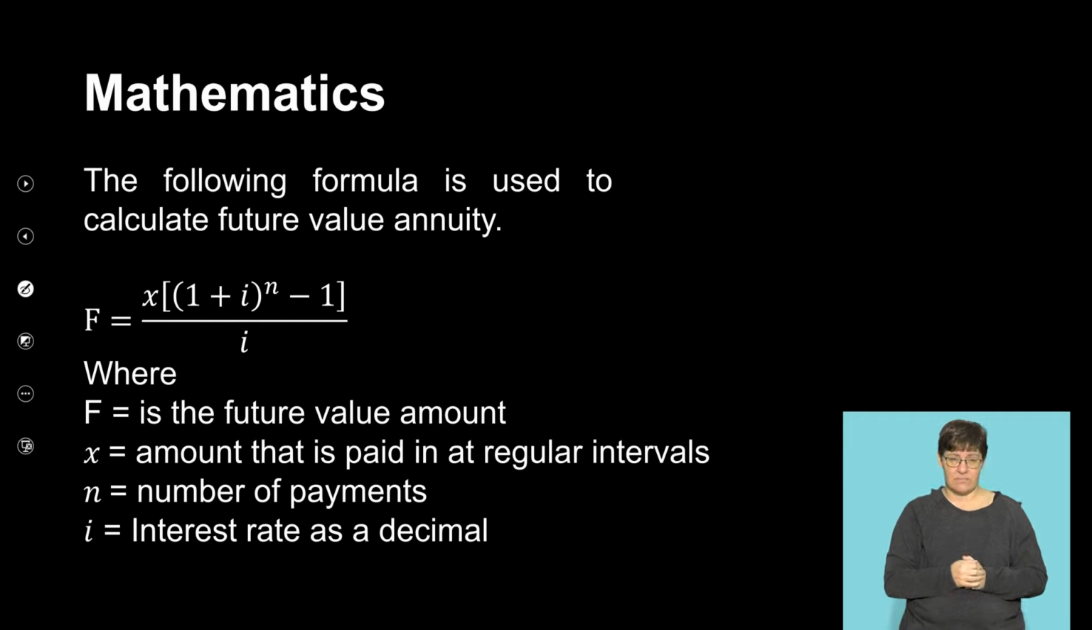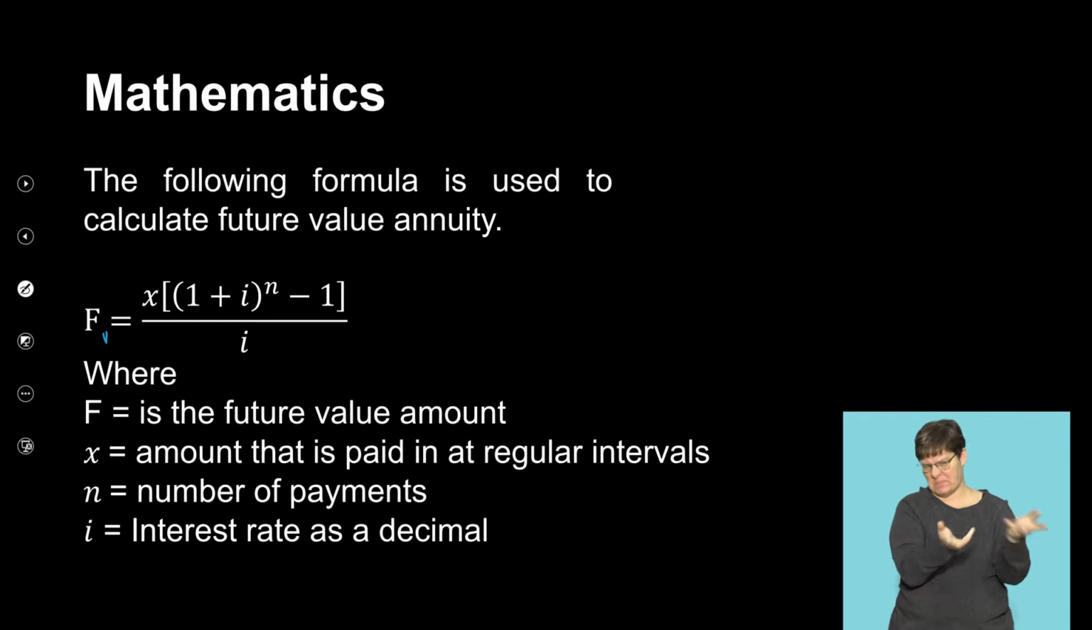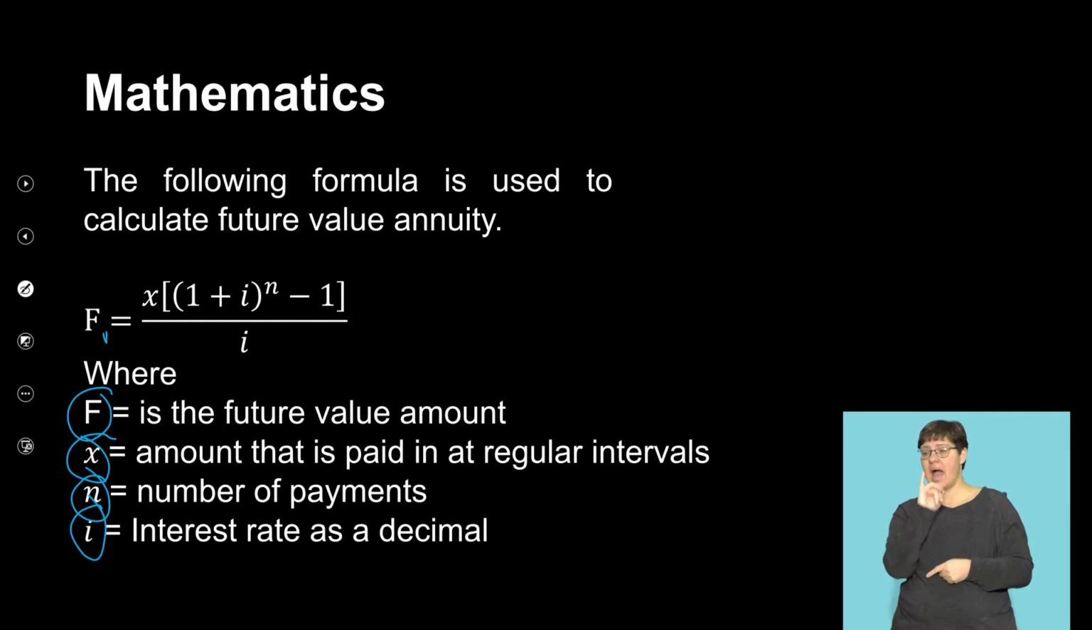This is the formula we use to talk about the future value annuity, which we're going to use at a later stage when we start calculating. It's F. Some people prefer FV. It's really up to you. It means one and the same thing. F equals X, open a bracket, another bracket, (1 plus i) to the exponent of n, minus 1, divided by i, where F is the future value amount, X is the amount that is paid in at regular intervals, n is the number of payments, and i is the interest.